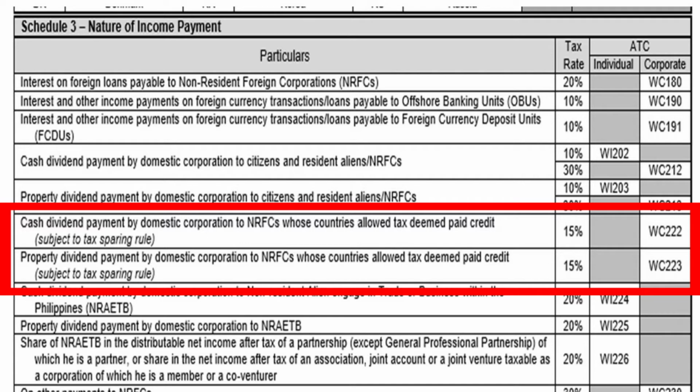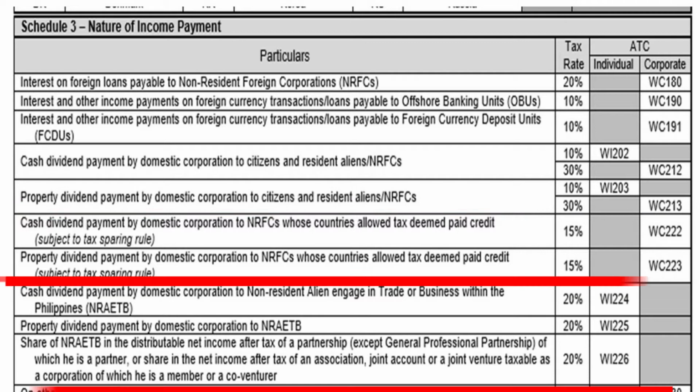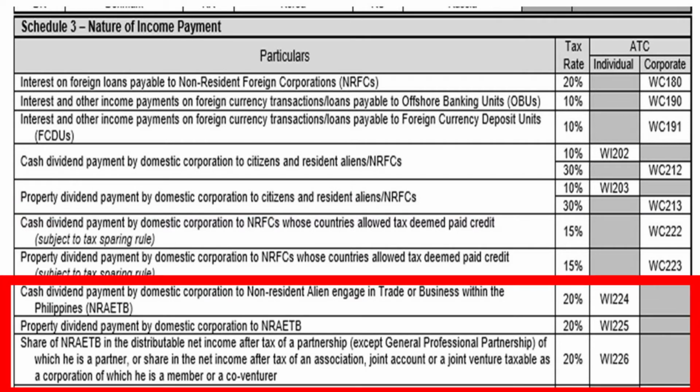Property dividend payment by domestic corporation to non-resident foreign corporation whose countries allowed tax deemed paid or credit, subject to tax-sparing rule, 15%, WC223. Cash dividend payment by domestic corporation to non-resident alien engaged in trade or business within the Philippines, 20% for individual, W1224. Property dividend payment by domestic corporation to non-resident alien engaged in trade or business, 20%, individual, W1225.